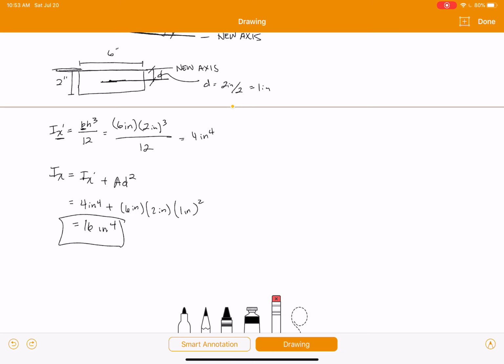And you can see that as more area moves away from the axis in question, your moment of inertia gets higher. So for this axis, it's higher than if it was this axis, which logically makes sense, so we did this correctly.